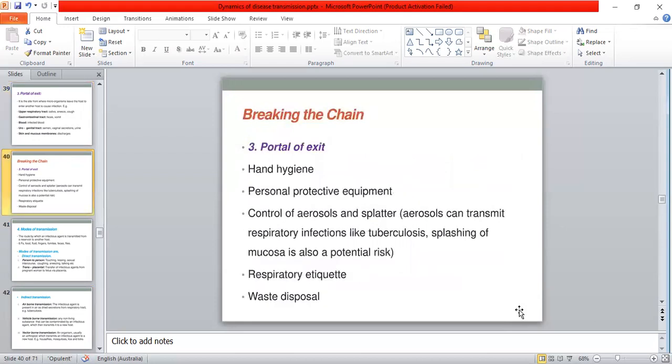We can break the chain at the level of portal of exit by hand hygiene, personal protective equipment, control of aerosols and splatters, respiratory etiquette, and waste disposal.